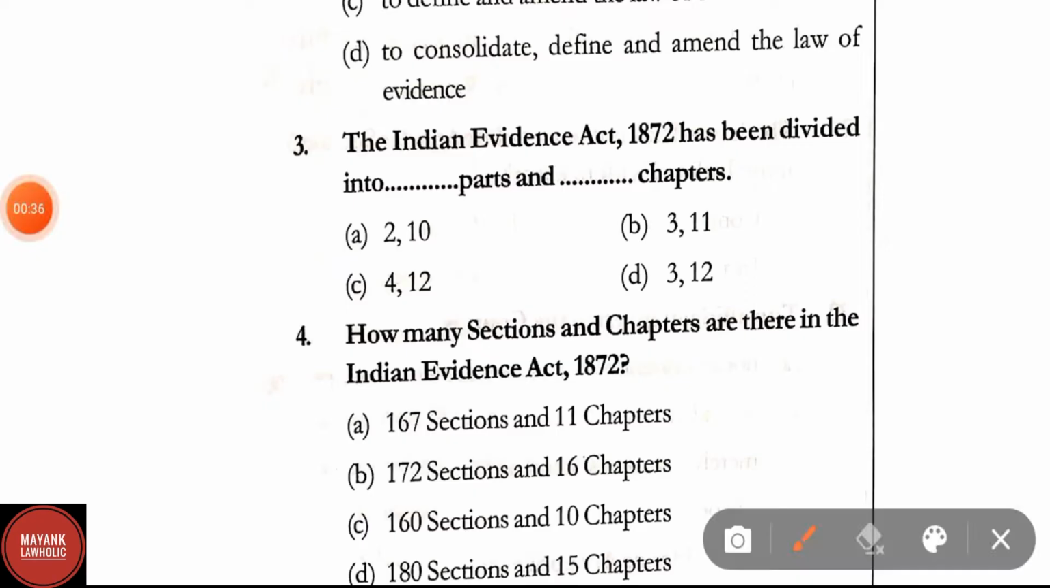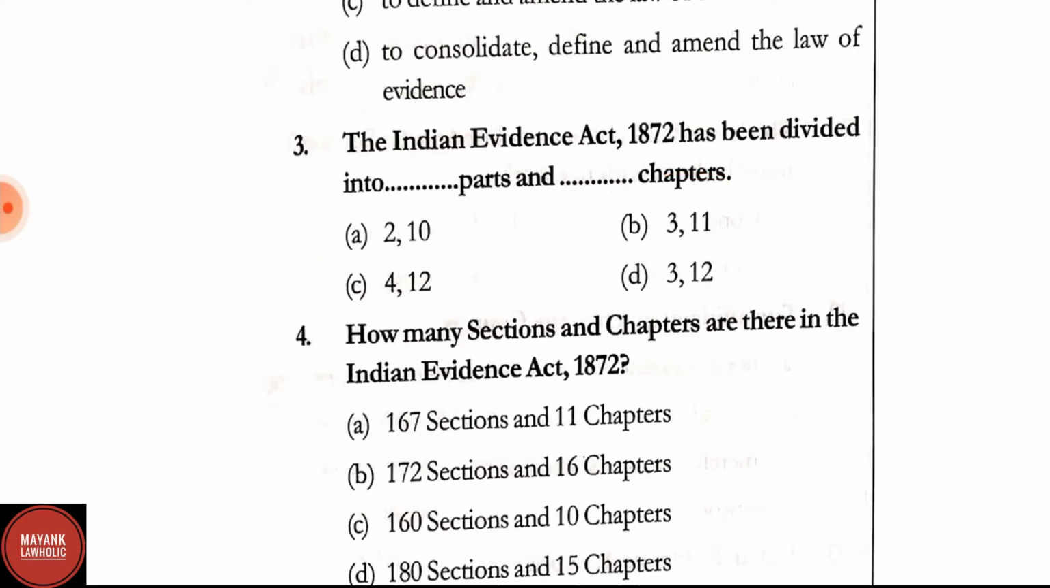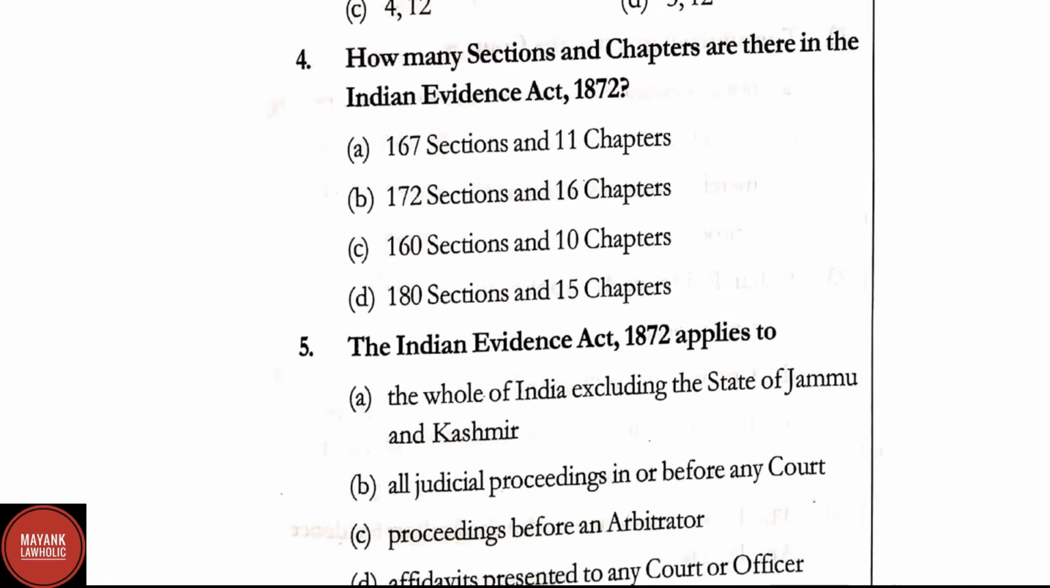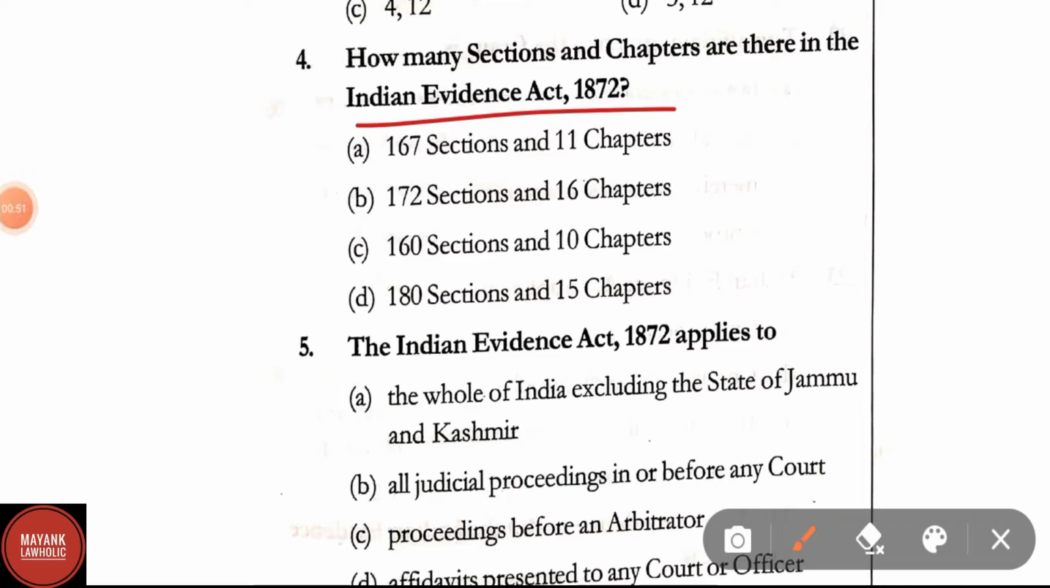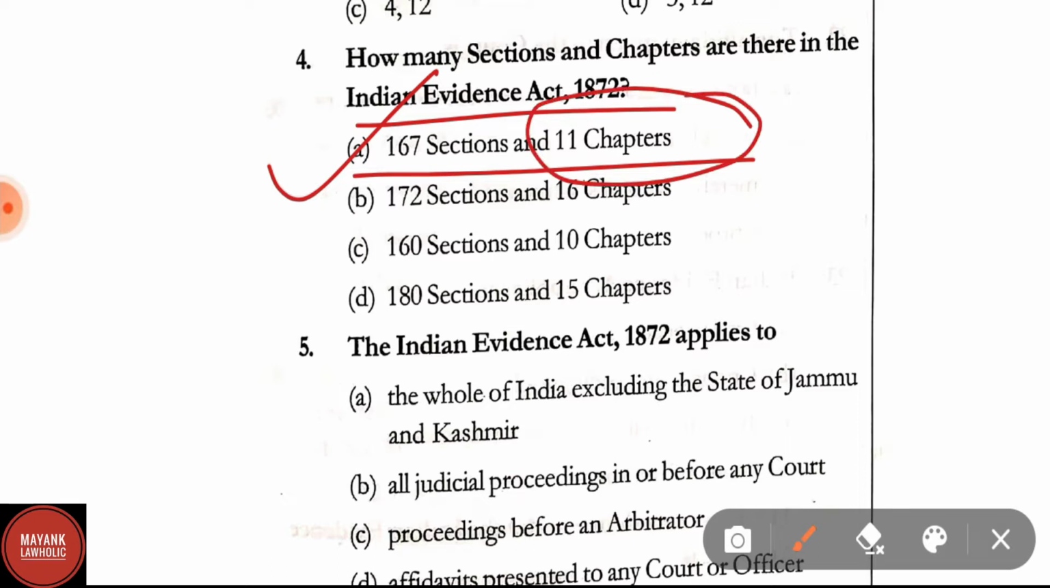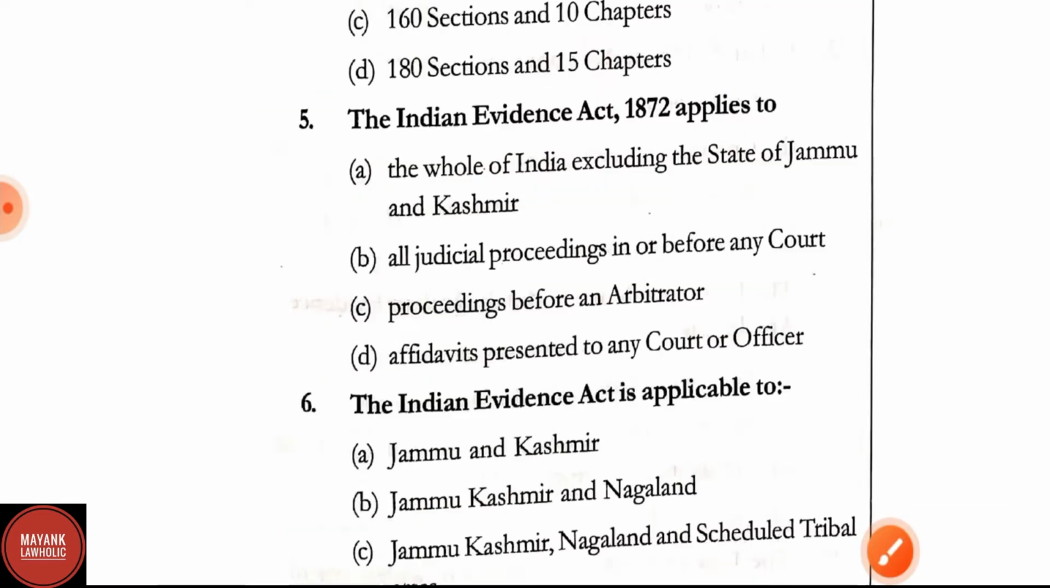Question number 3. The Indian Evidence Act 1872 has been divided into dash parts and dash chapters. Here, correct answer is option B, that is 3 parts and 11 chapters. Question number 4. How many sections and chapters are there in Indian Evidence Act? Correct answer is option A, 167 sections and 11 chapters, divided into 3 parts and 11 chapters.